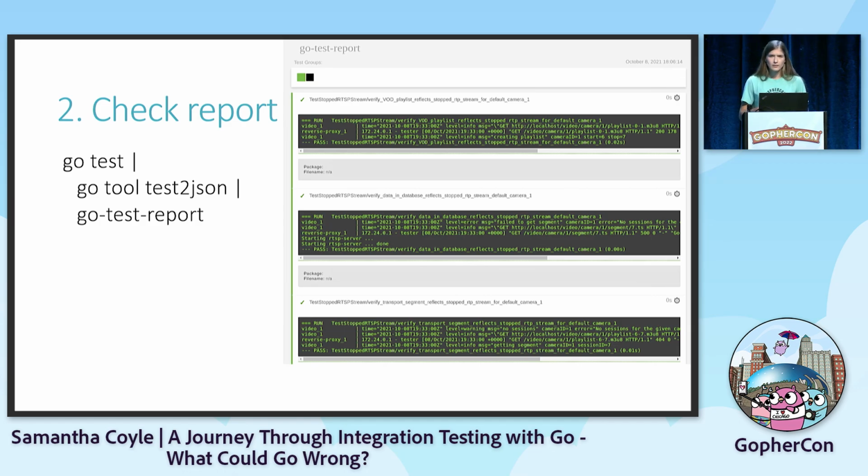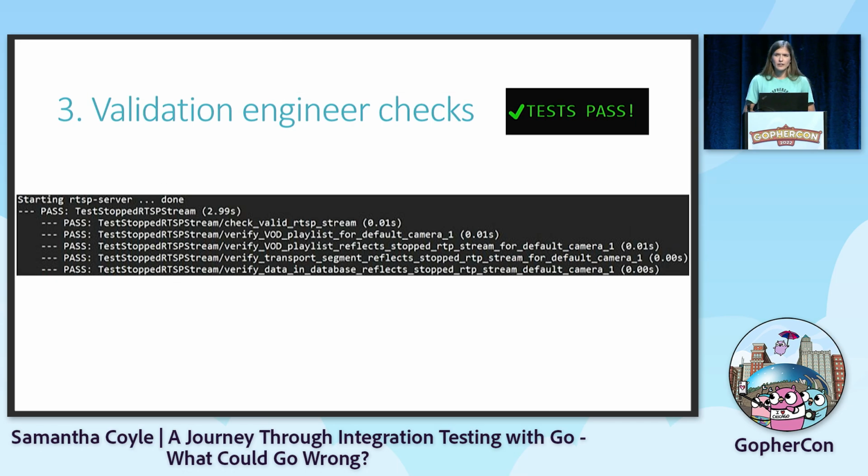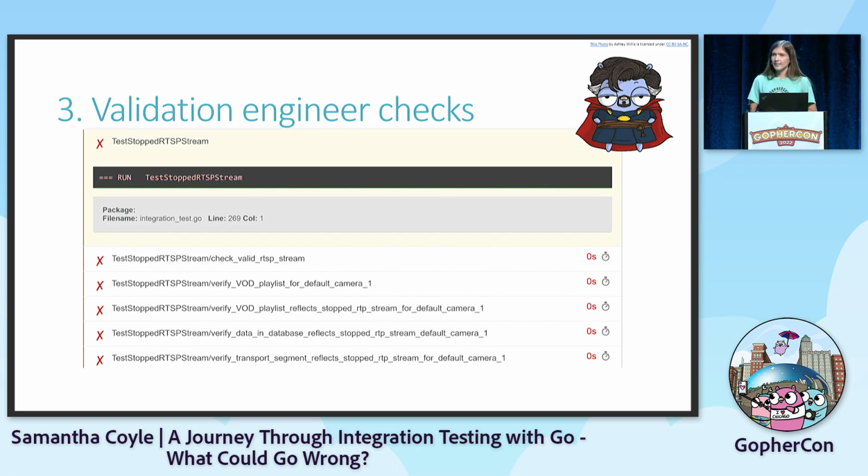He ran go test. Looks good. He checked my test report. Looked good. So I thought I was good. So I continued on and asked that validation engineer to check it out too. Well, tests pass. Still doing pretty good. And then he checks the test report.